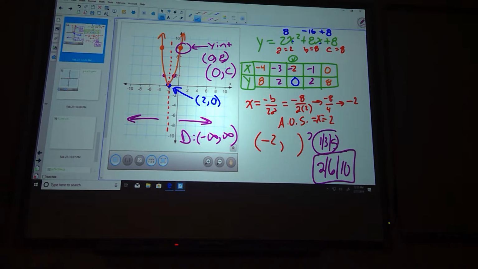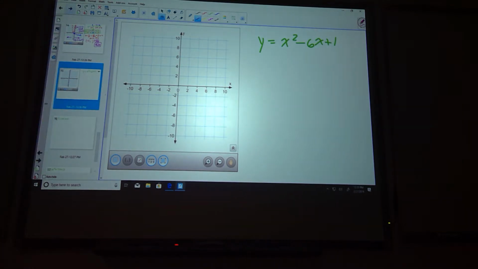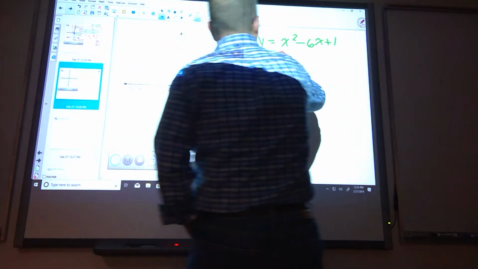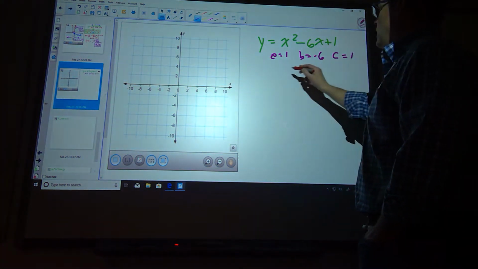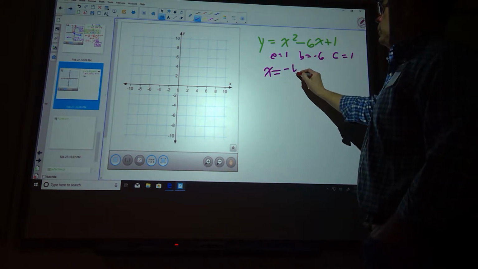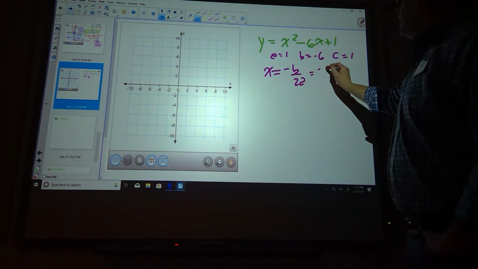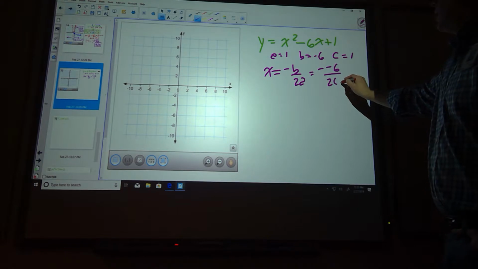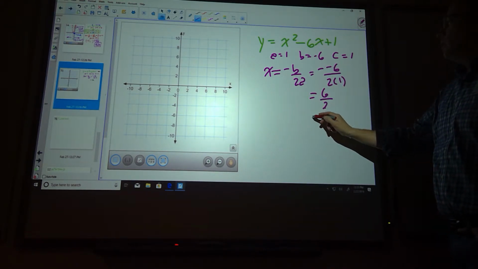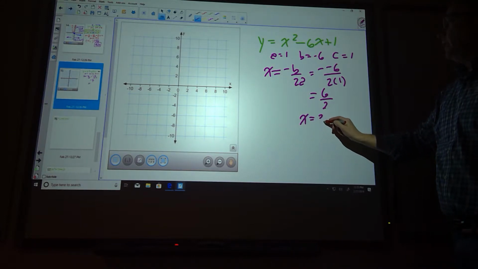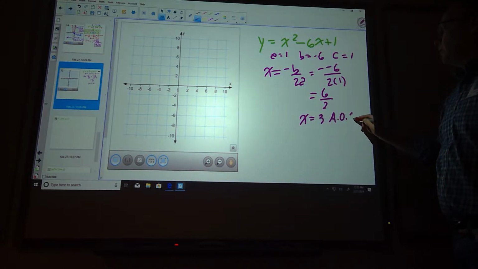That's the first problem. Agree? Move on to number 2. Okay, problem number 2. They just want us to pattern graph. So my A value is going to be 1, my B value is -6, my C value is 1. I'm going to use x equals -b over 2a, which is -(-6) over 2 times 1, which is 6 over 2. So x equals 3. That's my axis of symmetry.